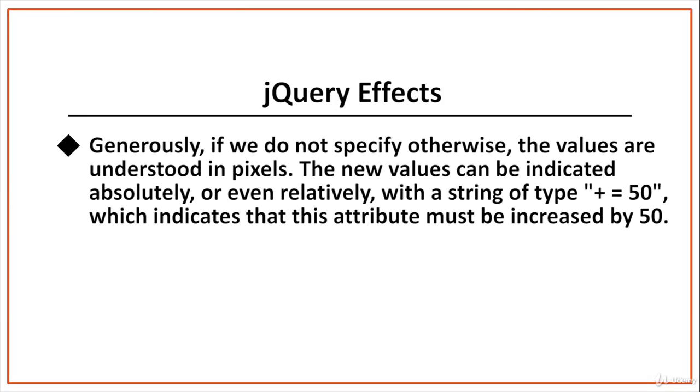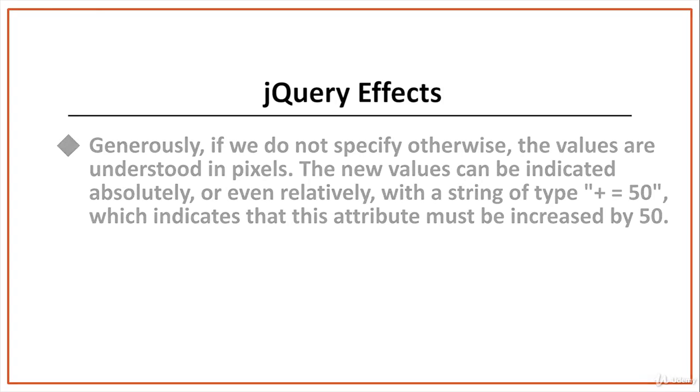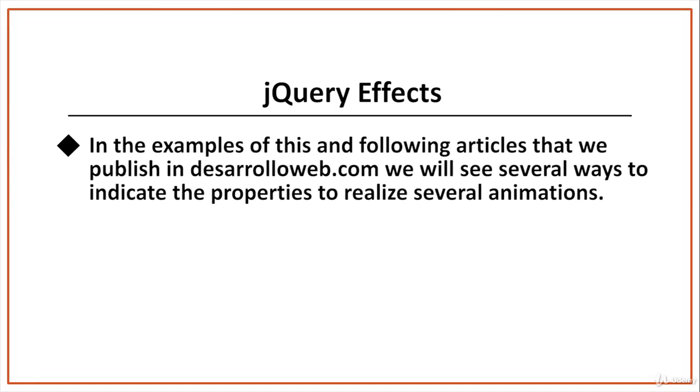Generally, if we do not specify otherwise, the values are understood in pixels. The new values can be indicated absolutely or even relatively with a string of type "+=50", which indicates that this attribute must be increased by 50. In the examples of this and following articles that we published in desarrolloweb.com, we will see several ways to indicate the properties to realize several animations.